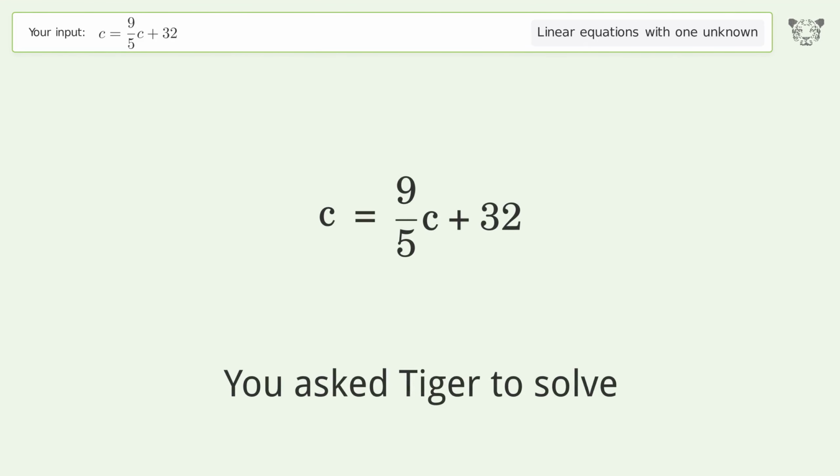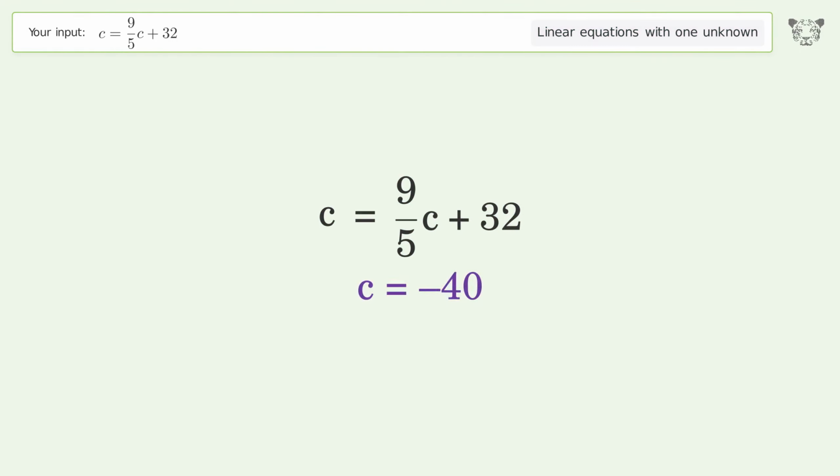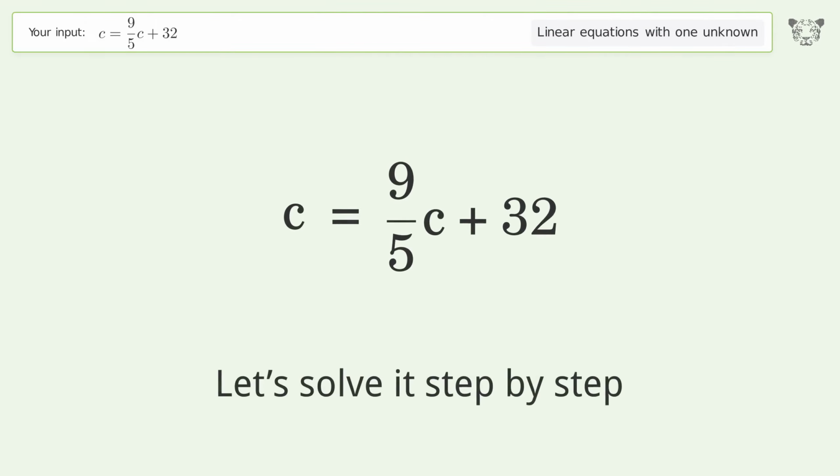You ask Tiger to solve. This deals with linear equations with one unknown. The final result is c equals -40. Let's solve it step by step.